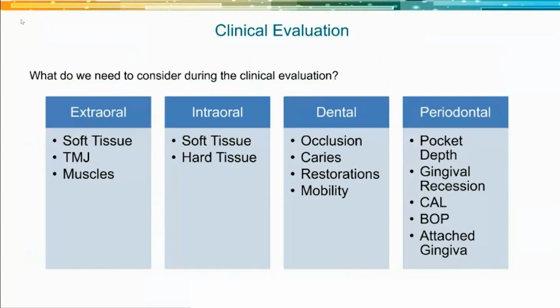Is the gingiva healthy? And very important is the attached gingiva, especially when you're looking at the decision: is it a punch surgery or are you going to lay a flap? And then obviously there are dental considerations too: occlusion, caries, restorations, and mobility. So all of these things will factor into our clinical evaluations as far as implant site selection.